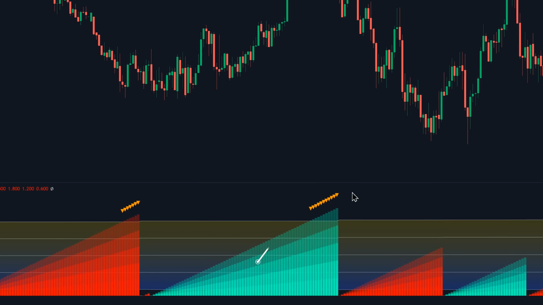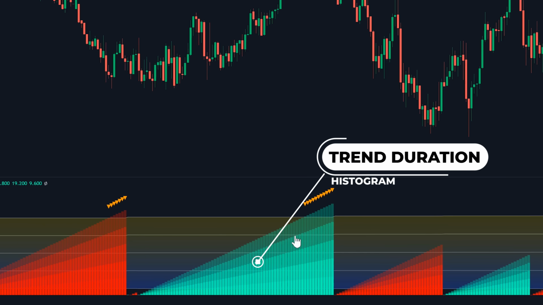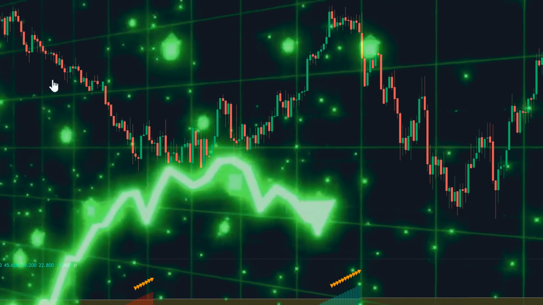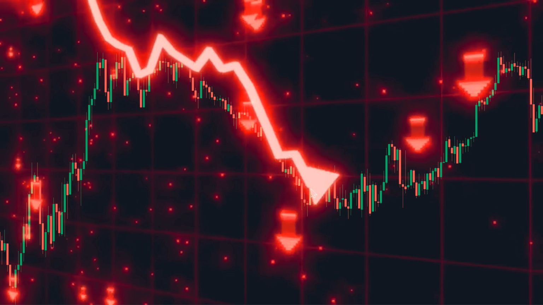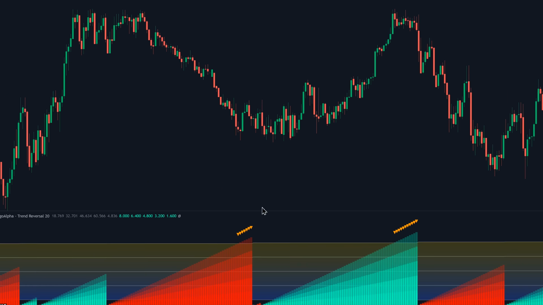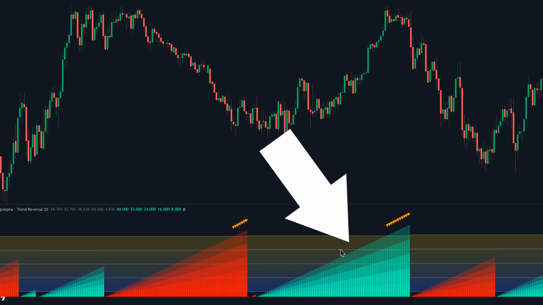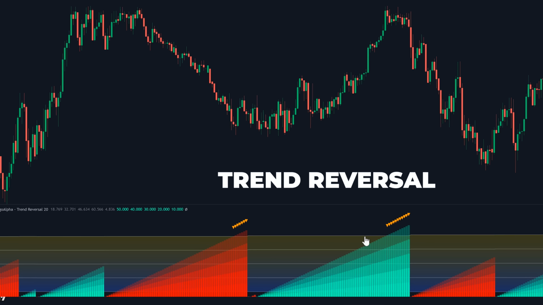First of all, we have the trend duration histogram, which represents the trend duration in terms of probability. A green histogram indicates an uptrend, while a red histogram indicates a downtrend. The histogram can extend as high as possible, meaning the longer it extends, the longer the trend has persisted. As the histogram bars approach the higher probability zones, the likelihood of a trend reversal increases.